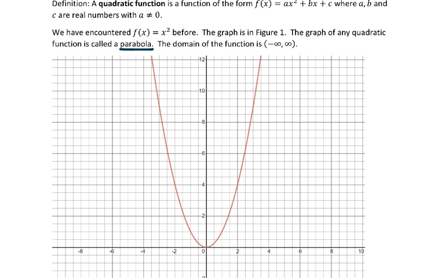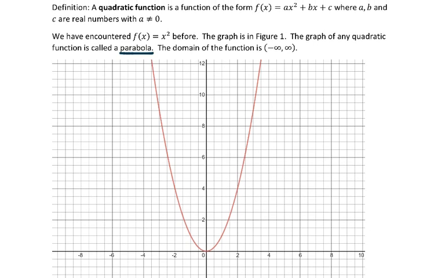You can even see from the graph that the domain is all real numbers. In other words, let me scroll down a bit. You could take any number you want for x and plug it in, and you'll get a reasonable output. So the domain is all real numbers.